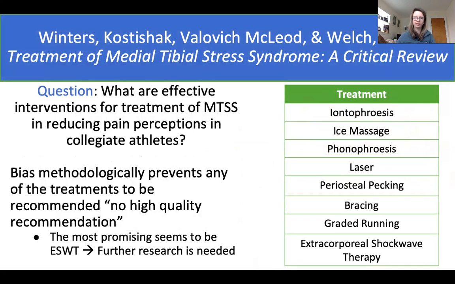A study looked at a couple different types of treatment: iontophoresis, ice massage, phonophoresis, laser, periosteal pecking, bracing, graded running, and extracorporeal shockwave therapy. Among all these different studies, the critical review found methodological bias, and it prevents them from recommending any high quality treatment. The one thing that they did find was that extracorporeal shockwave therapy could be promising, but further research in this area is needed.